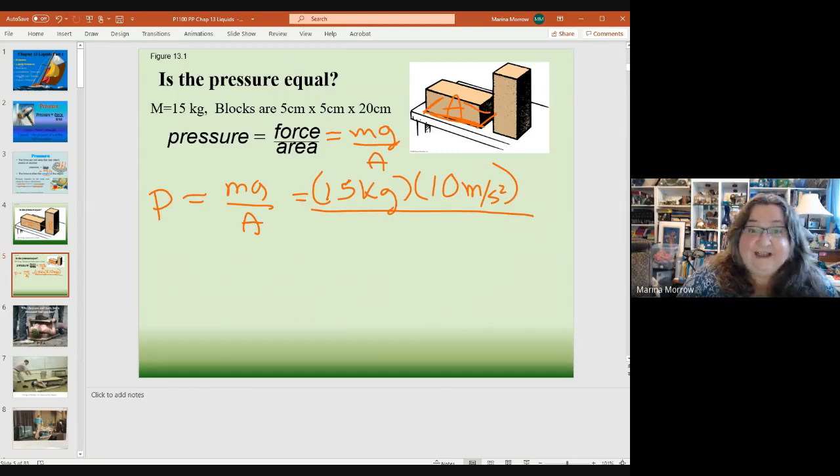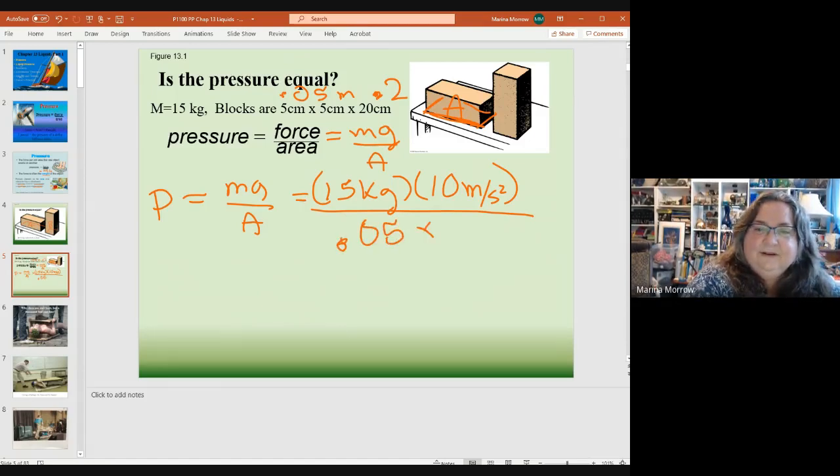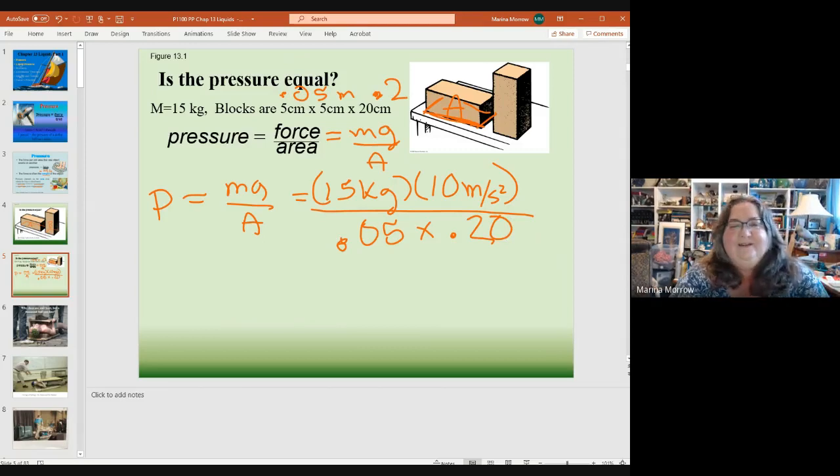So we might want to change that to meters so that we can come out in pascals. So 5 centimeters is 0.05 meters, and 20 centimeters is 0.2 meters. So we're going to get 0.05 times 0.2. And you want to do it now. You don't want to save it and transfer it later because that's going to be messy trying to do the conversion later. Okay, so now we should have newtons over meters, and that will be squared, right?